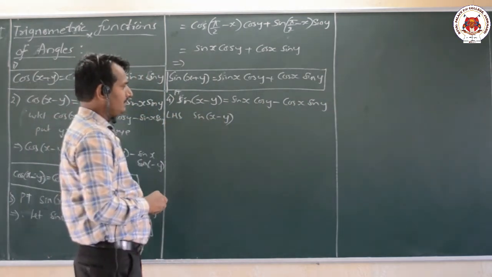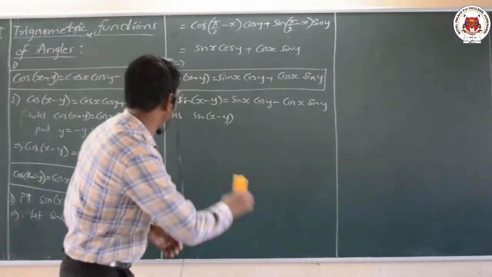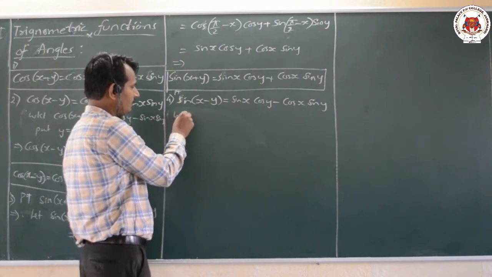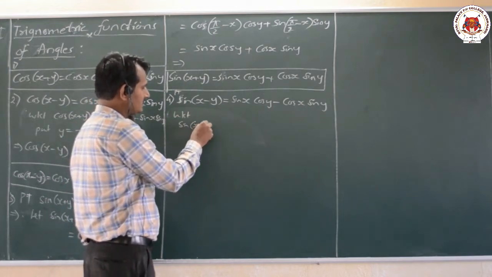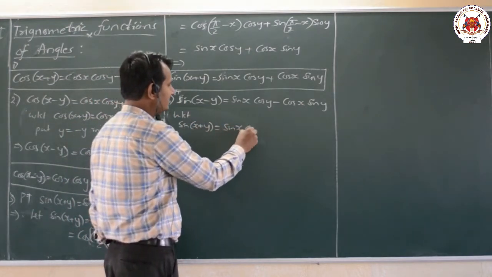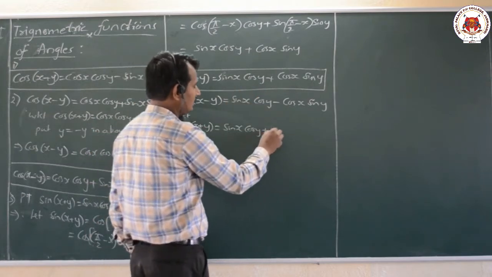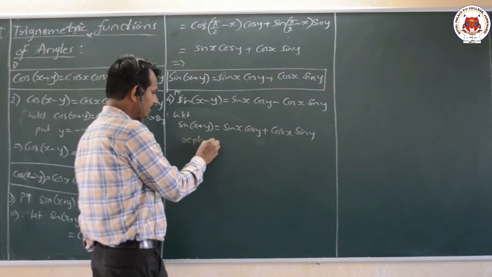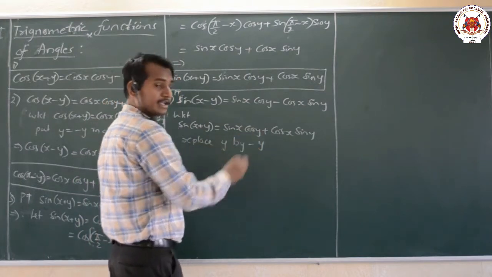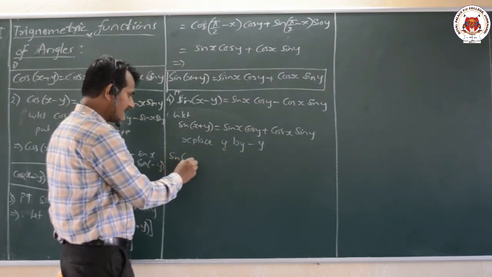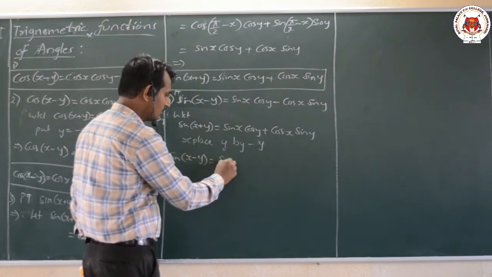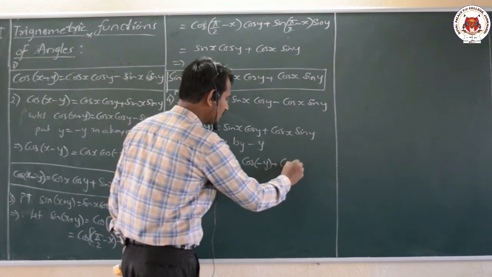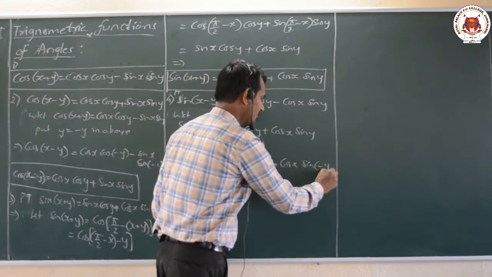Or else, we know the sin of x plus y formula, which is equal to sin x cos y plus cos x into sin y. Now here, replace y by minus y. Okay friends, so what we get here is sin of x minus y equal to sin x cos of minus y plus cos x into sin of minus y.